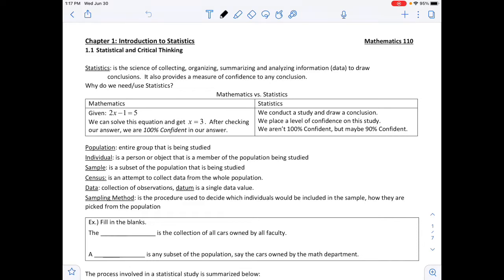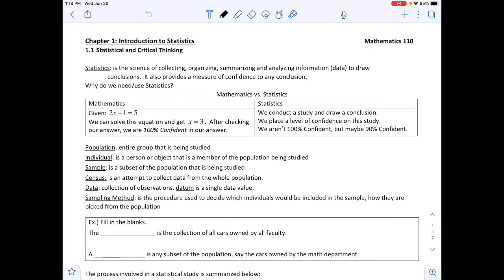This is Chapter 1, Introduction to Statistics. Section 1.1 covers statistical and critical thinking. Statistics is a science of collecting, organizing, summarizing, and analyzing information and data to draw conclusions. It also provides a measure of confidence to any conclusion.